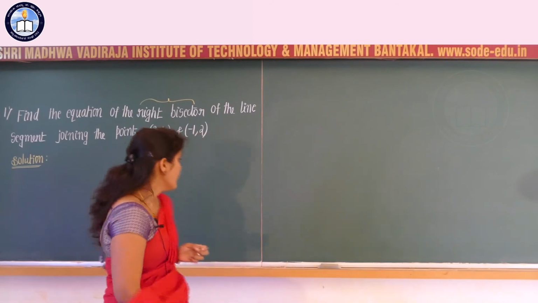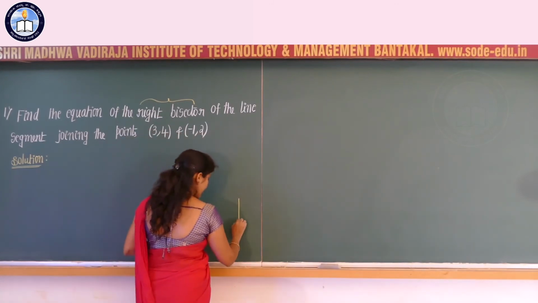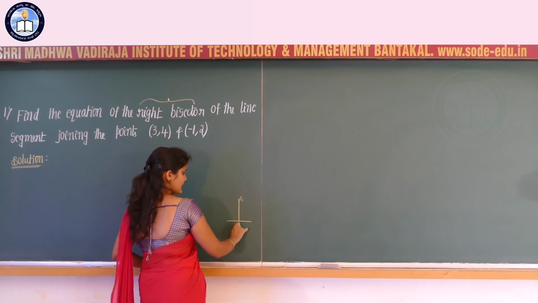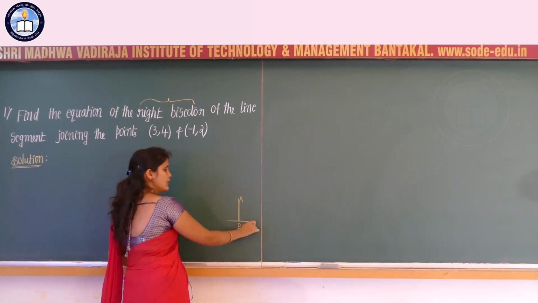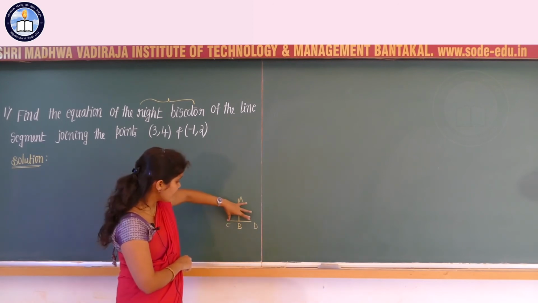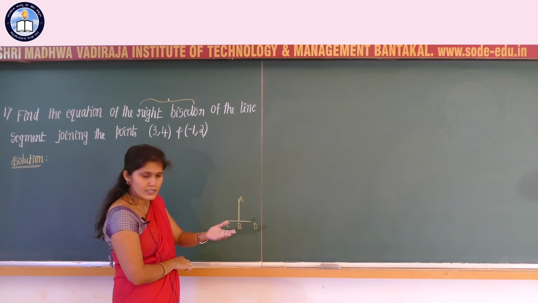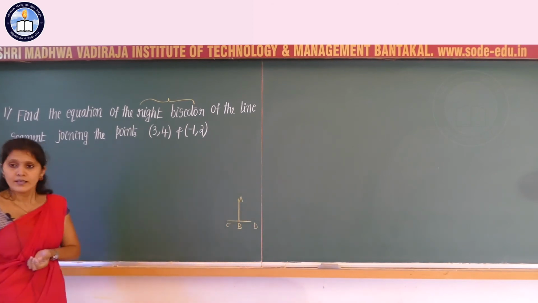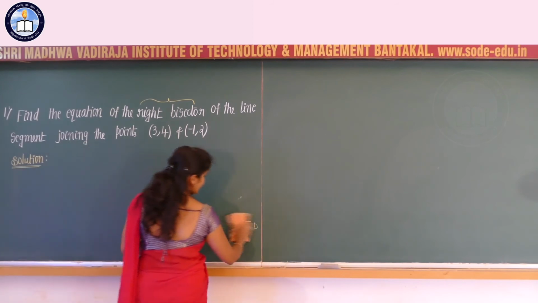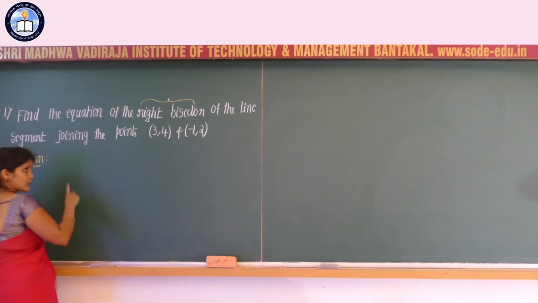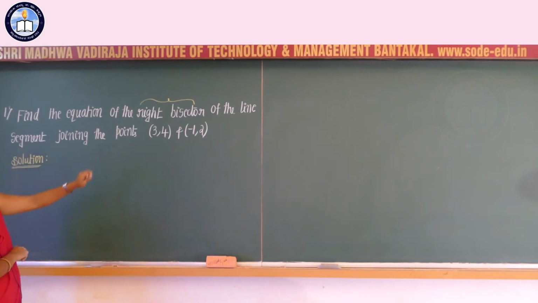For example, if you consider a figure like this, then this is the right bisector. This AB I can consider as the right bisector of CD, because AB divides CD into 2 equal parts, and the angle between AB and CD is 90 degrees, correct? Therefore, find the equation of the right bisector of the line joining points 3, 4 and -1, 2.